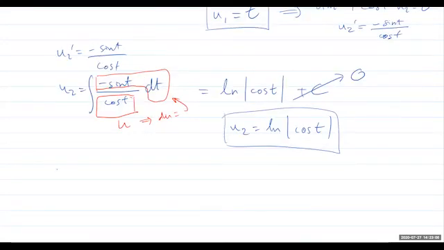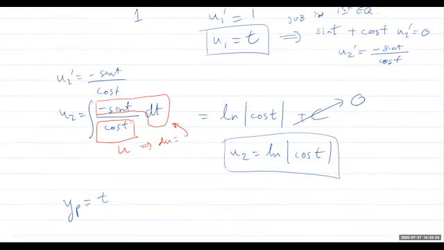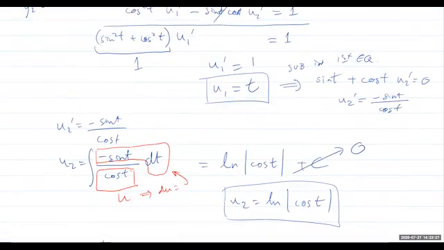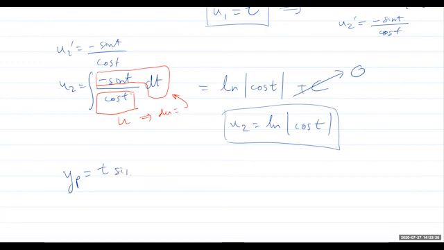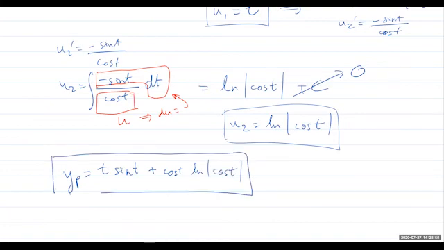And so y sub p. By the way, make sure you don't just stop here, okay? A lot of people get so excited that they find u1 and u2, they just stop. Don't stop. You need y sub p. y sub p is equal to u1 y1. That's t times sine t plus u2, that's ln cosine t, times y2, that's cosine t, and that's our particular solution.